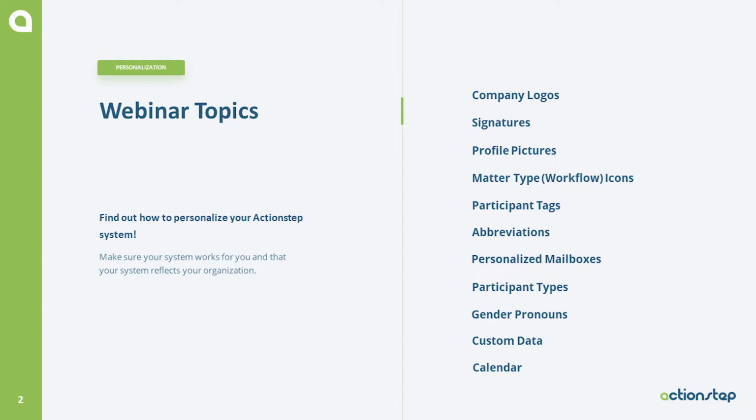How we can set up personalized mailboxes? How we could set up different participant types? How we can use and differentiate gender pronouns? How we can use custom data, and how we can personalize our calendars. So now I'm just going to go through and do a demo on each of these topics.